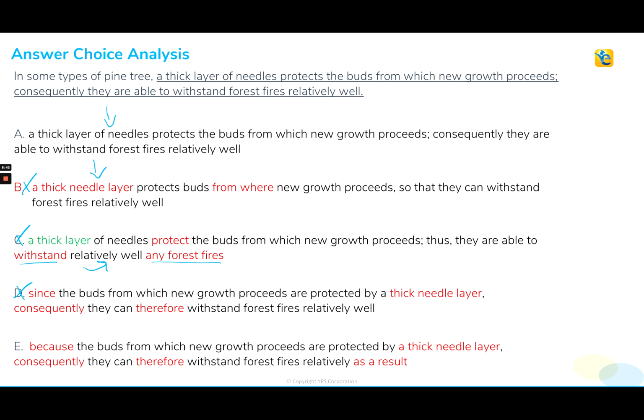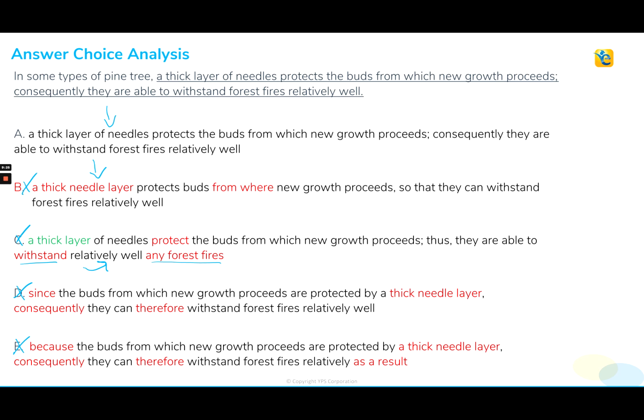Now, choice E. Again, lots of words used in choice E to express causation. Because, consequently, therefore, and sitting at the end of the sentence, as a result. We only need one word to express causation, and here we have 4 expressions. So we can reject choice E for the use of redundancy, and again, that usage of the expression a thick needle layer, not giving that precise visual communication that option A gives us of a thick layer of needles, giving us that visualization of all of those needles protecting those buds. So we can reject choice E, and choice A is indeed our correct answer.